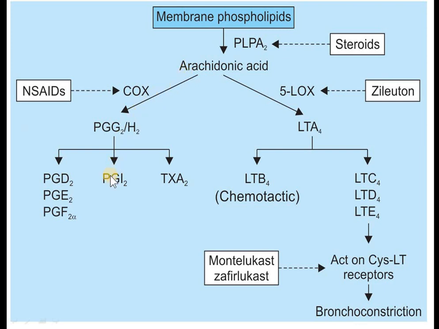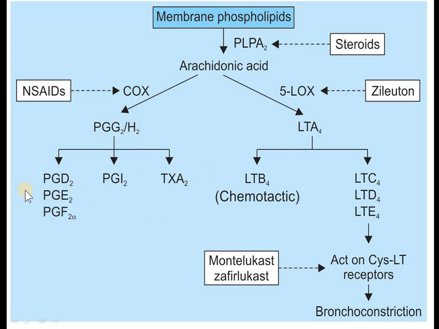And this arachidonic acid will be converted into various prostaglandins like prostaglandin G2, H2, prostaglandin D2, E2, F2 alpha, and PGI2, and this will also again be converted into thromboxane A2. PGI2 will be in the cell, and thromboxane A2 will be in the platelets. So in the tissue cells it is converted into prostaglandin, and in the platelets it is converted into thromboxane A2.